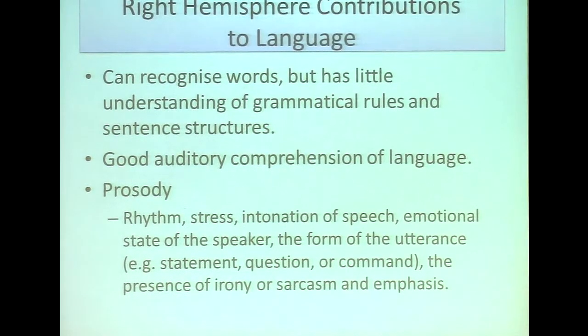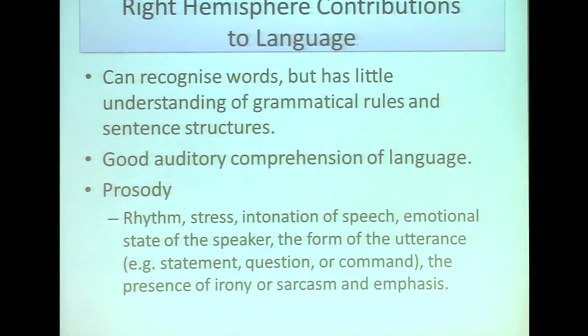Now we know language is mostly in the left hemisphere, but there is also a right hemisphere contribution to language. And that is that if you block out the left hemisphere, let's say it is disconnected or ablated, or it's just not working, the right hemisphere can recognize words, but it has little understanding of grammatical rules and sentence structure. So the right hemisphere cannot put together sentences. It really cannot put together language, but it can recognize words.